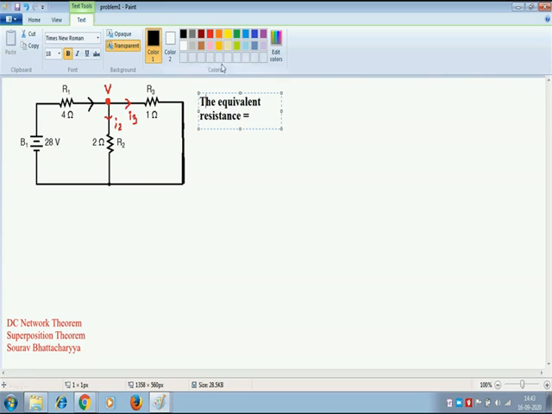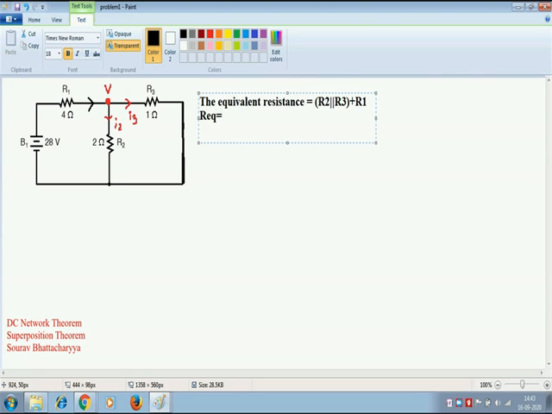So we can say that R2 resistance is parallel with R3, and this resistance is in series with R1. So plus, the value of the resistance, let it be denoted by small r, meaning equivalent resistance, or you can write capital R EQ, that is, R equivalent resistance.